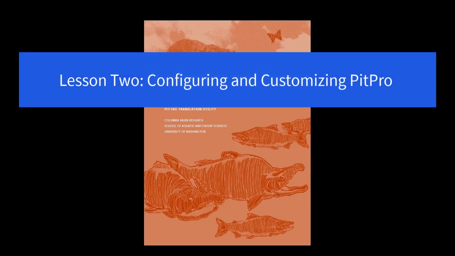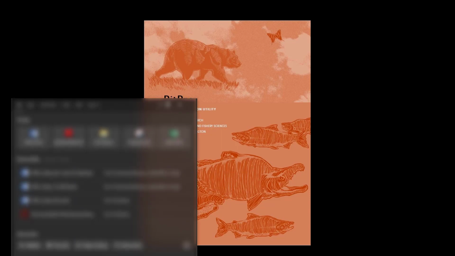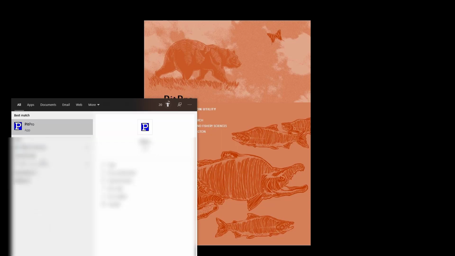Today in this second video, I'm going to show you how to configure the program to fit your needs and allow you to custom tailor the program to produce user-specific analyses. Let's start by firing up the program. Type PitPro into the search bar, click on it, and fire up the program.